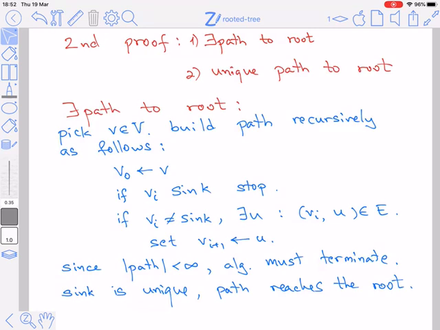Now, every path in the directed acyclic graph cannot be too long. We already proved that the length of the path is bounded by the number of vertices minus 1. Hence, this algorithm for constructing the path, or this recursive definition, must terminate. Once it terminates, we have reached a sink, but the sink is unique because it's a rooted tree. And this sink is indeed the root. So the path reaches the root, and that completes the existence of the path from V to the root. Now we need to prove uniqueness.